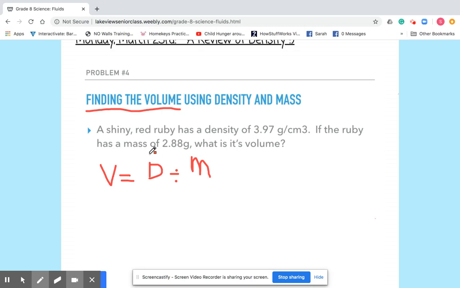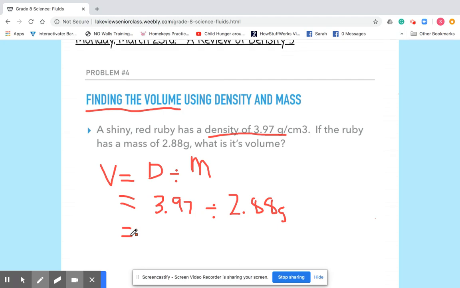So back to our problem, we have a shiny red ruby and it has a density of 3.97 grams per cubic centimeter. If the ruby has a mass of 288 grams, what is its volume? So here we're going to simply sub in, and the density here is 3.97. We'll write that in, 3.97. And we're going to divide that by the mass of 2.88 grams. Oh, I didn't put the units in. This is supposed to be grams per cubic centimeter.